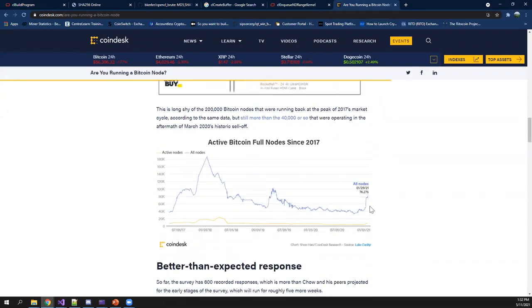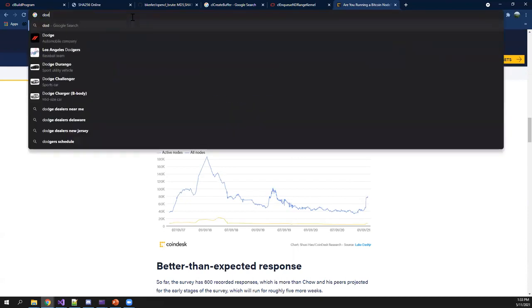Yeah, here we go. So on January 29th, there are 76,000 Bitcoin nodes, 76,000 computers running a Bitcoin full node. There's actually even more for Ethereum, I think more than 100,000. So it's crazy just how many computers are running, and this is a measure of the network strength, that there are just so many people running this software. I bet if we look at Dogecoin, it's probably much, much less.